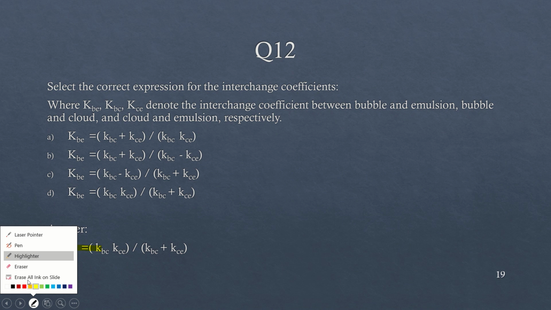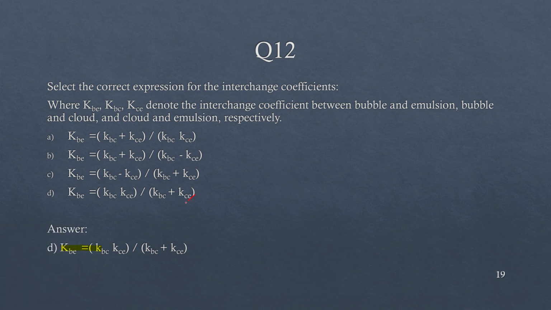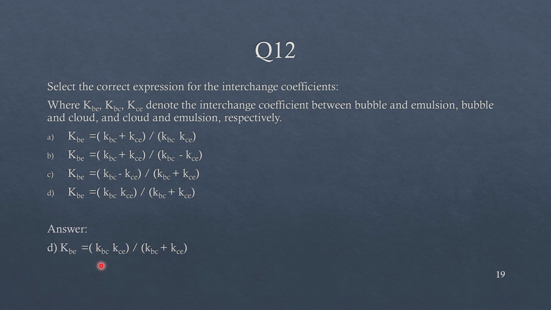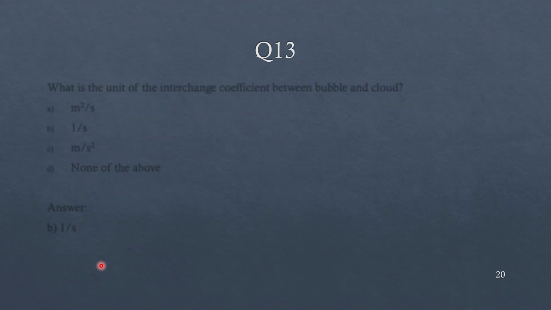Actually, my pen is not writing properly, so that's why I cannot write and explain. So I hope you people can visualize everything that is being said. If not, just let me know. I'll think of some other way. So the answer to this question is KBC into KCE by KBC plus KCE, which is the right answer. That is option D.